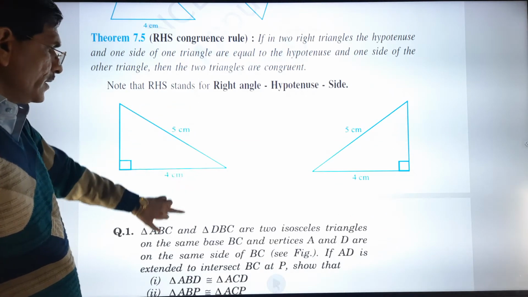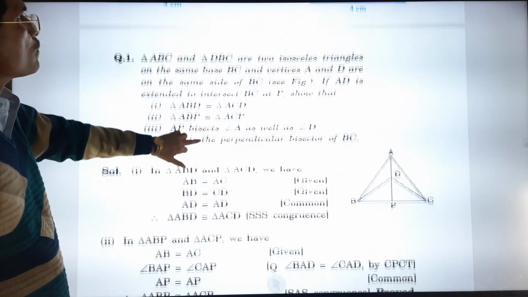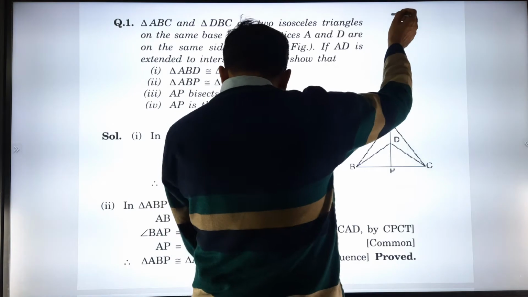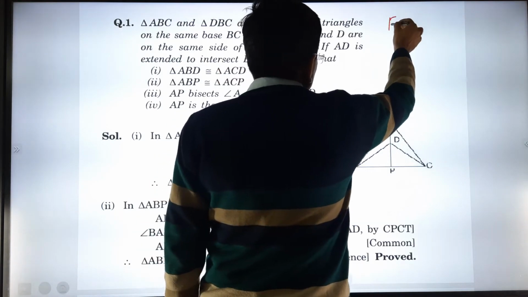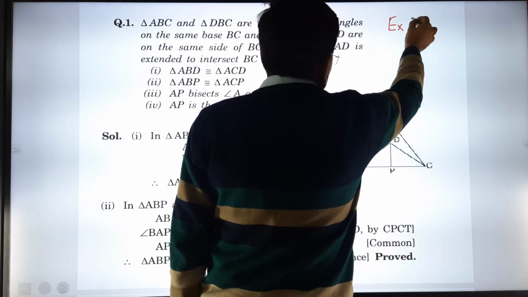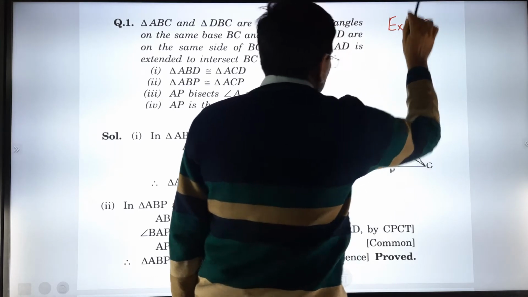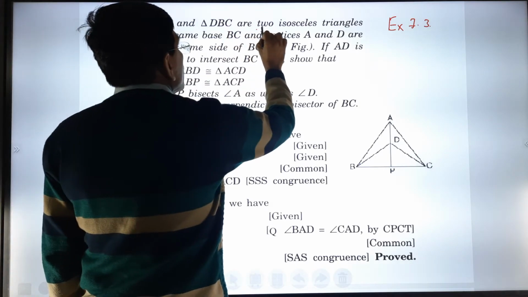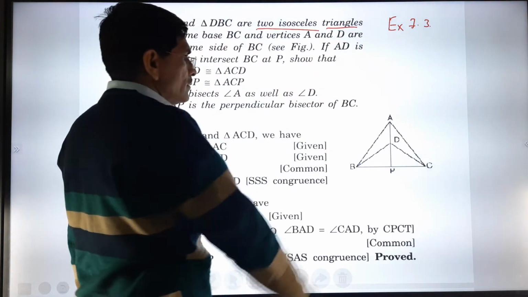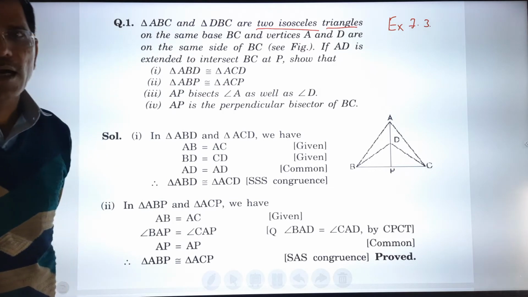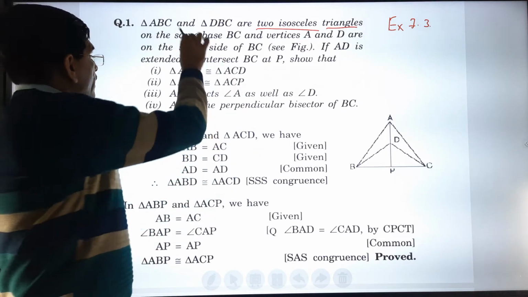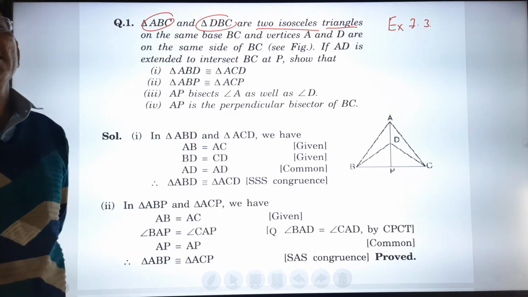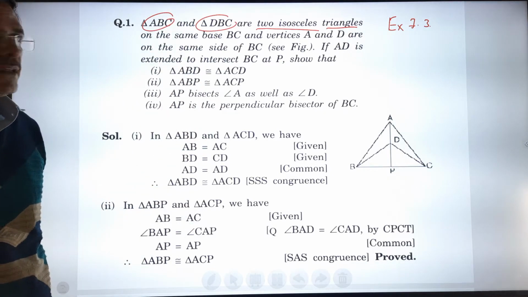In exercise 7.3, question number 1, there are four sums. We are discussing the isosceles triangle. Isosceles means two sides are equal. Here there are two triangles, and in each triangle two sides are equal. That is called an isosceles triangle.